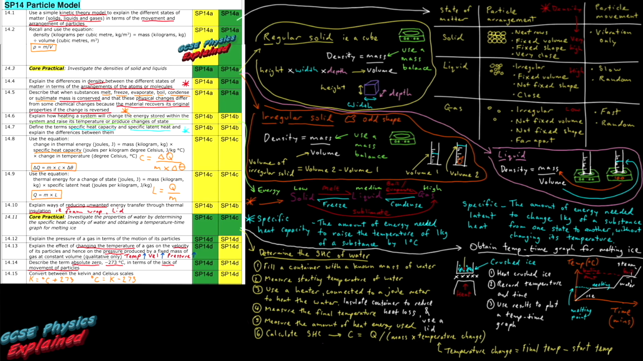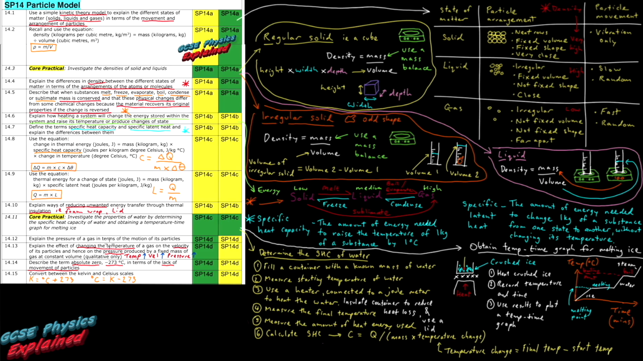Because there's no change in temperature on these plateaus, that's when you'd use this equation: Q equals m times L. You'll notice there's no change of temperature involved when you're using the specific latent heat as it's changing state. As the temperature is changing, on this section here and this section here, that's when you would use the equation for specific heat capacity, which does involve the change of temperature in the calculation. Again, if you're not sure about that, check out my video from the SP14 playlist.